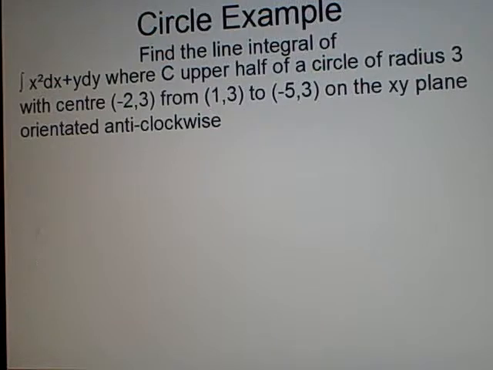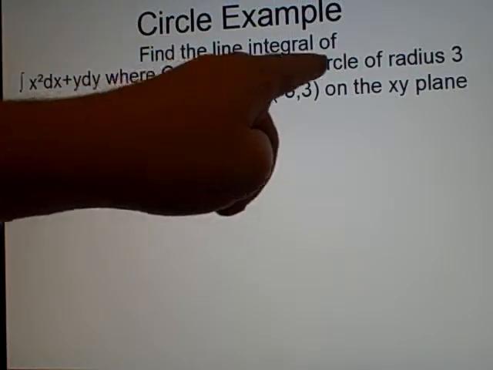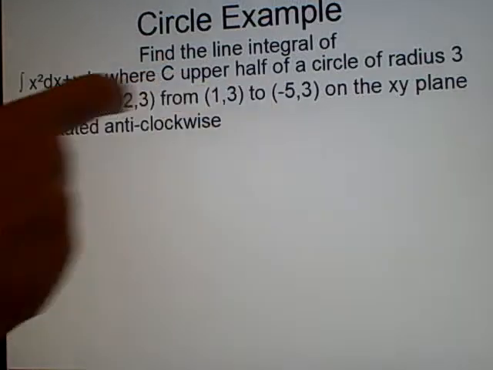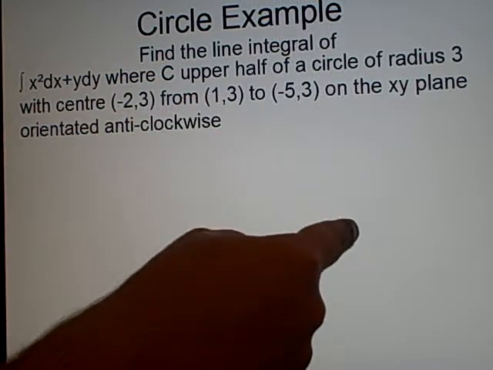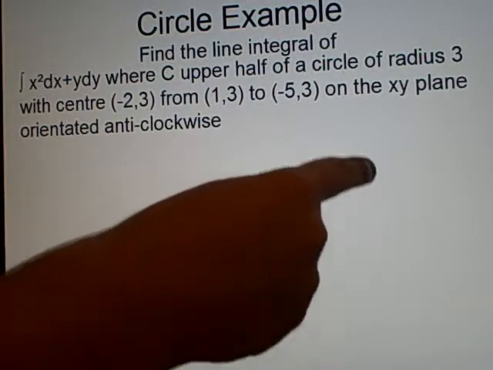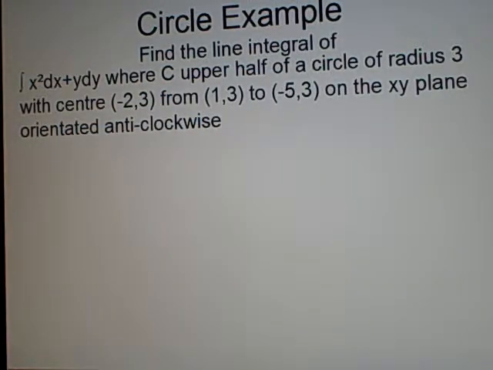Circle example. Find the line integral of the integral of x squared dx plus y dy, where c is the upper half of the circle of radius 3, with centre minus 2, 3, from 1, 3 to minus 5, 3. Now here is especially important, because here we're actually going from 1, 3 to minus 5, 3, so it's going to be a negative line integral, so you're allowed to get negative ones. And we have a shifted centre.